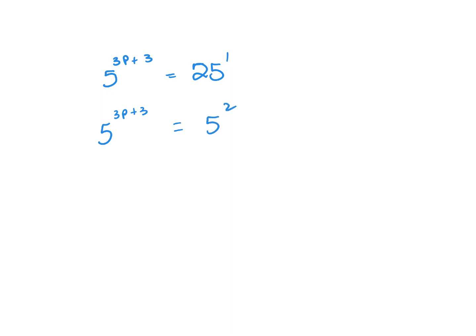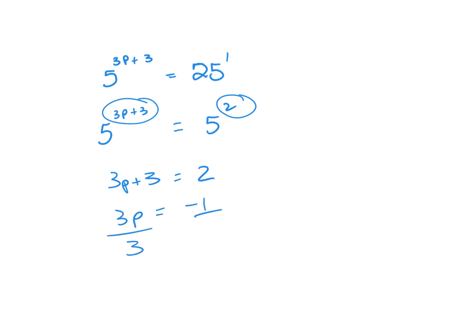Now, this is the question. If 5 of this mess equals 5 of that mess, what do we know about the two messes? They have to be what? The same. So we just make them equal to each other. 3p plus 3 equals 2. 3p equals negative 1. It's negative 1/3. Okay?